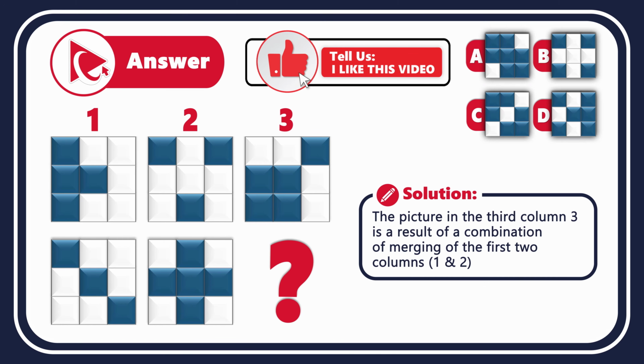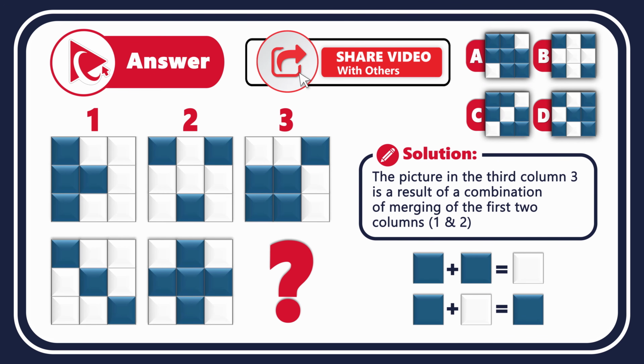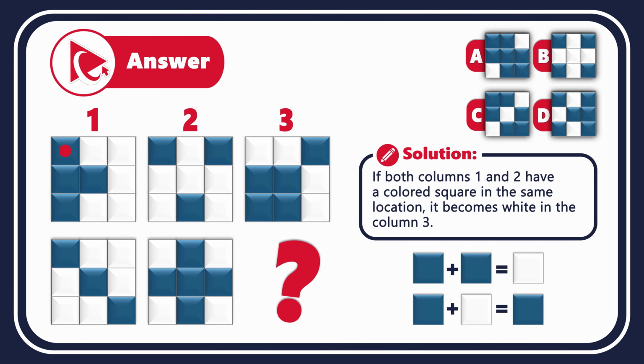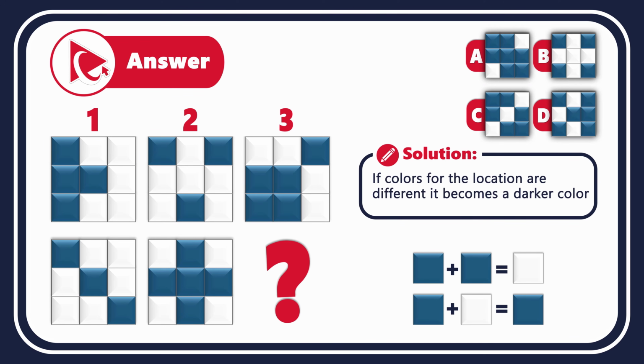There are 2 merging rules applied here. Let's start with the small square in the first row in the upper left corner. The small square is a darker color. In the 2nd column, the small square is also dark. So when we merge dark color and dark color, we end up with the white color. And the second merging rule is that if colors for the locations are different, it becomes a darker color.